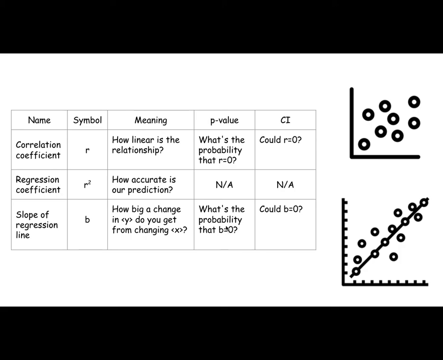Your p-value is looking at what's the probability that B is actually 0, so what's the probability that your line is actually flat and that you don't get any change in your outcome variable when you change your predictor variable. And your confidence interval around B or beta is looking at, can we rule out the possibility that beta is 0 with 95% certainty.